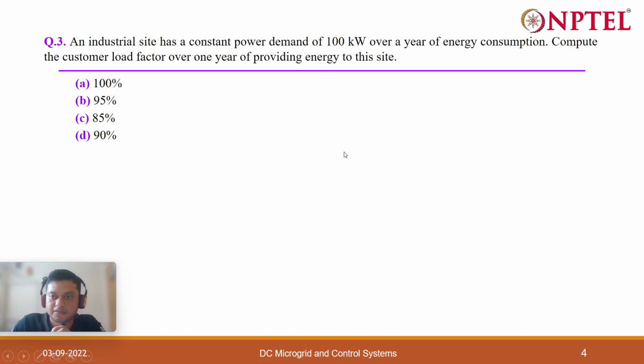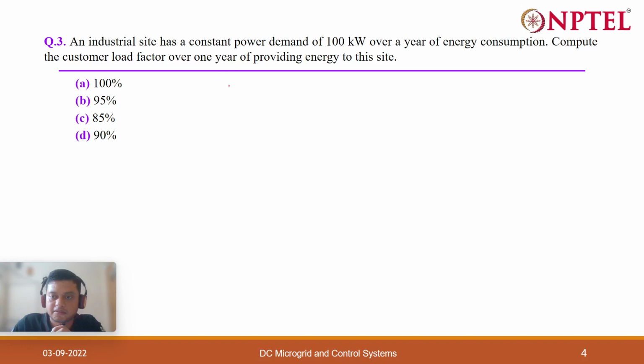An industrial site has a constant power demand of 100 kilowatt over a year of energy consumption. Compute the customer load factor over 1 year of providing energy to this site. So this question is related to power system. If you know the load factor formula, you can compute.